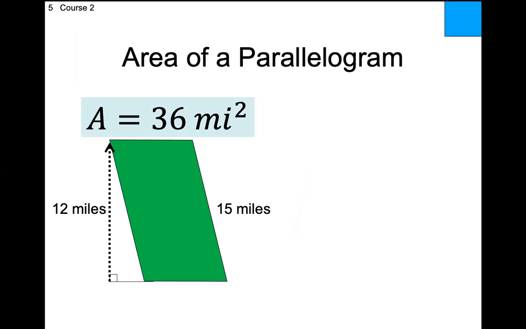Okay, step number 1. What's the shape? It is a parallelogram. Step number 2, you write the formula for area of a parallelogram, base times height. Step number 3, you plug in what we're given. We're given the letter A and we're given H. It's not labeled.